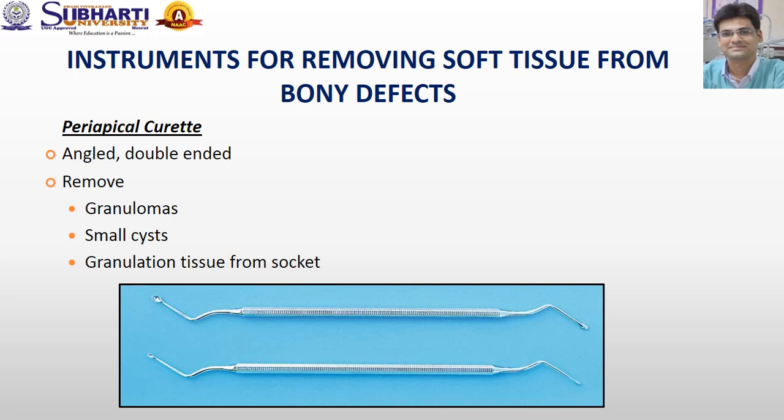Instrument for removing soft tissue from bone defects. Periapical curette or Lucas curette is an angled double-ended instrument. It's meant for removing granuloma or small cystic lesions from the periapical area, or for removing granulation tissue from the socket. It is different from the periodontal curette.